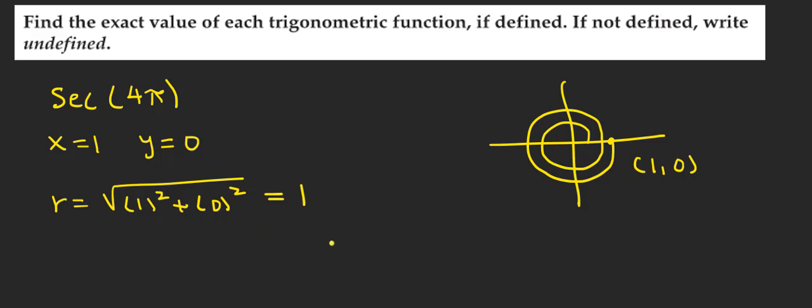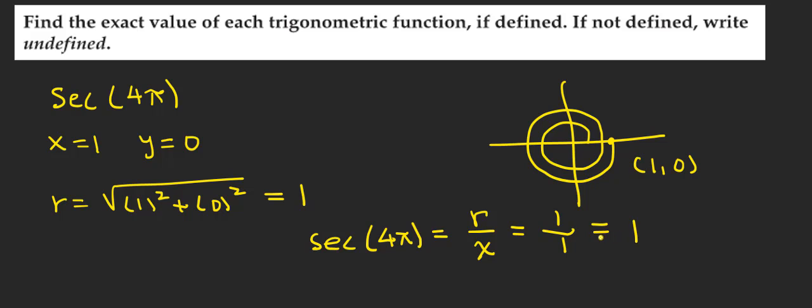Now, what is the definition of secant theta? That is going to be r over x. So in this case, it's going to be 1 over 1, which is 1. So therefore, we can conclude that secant of 4 pi is 1.